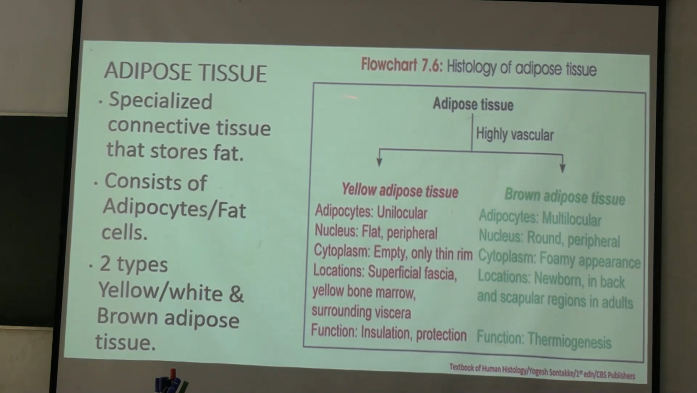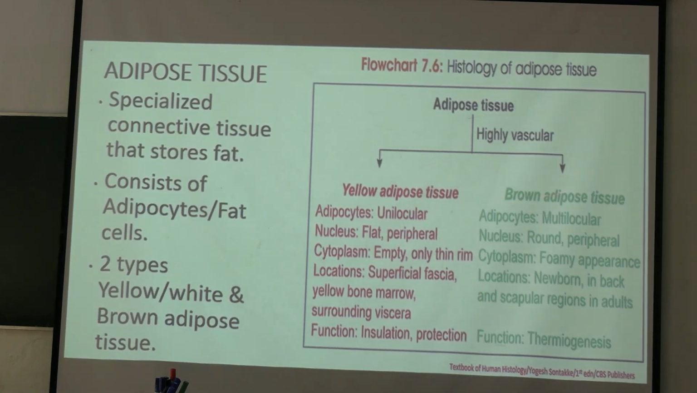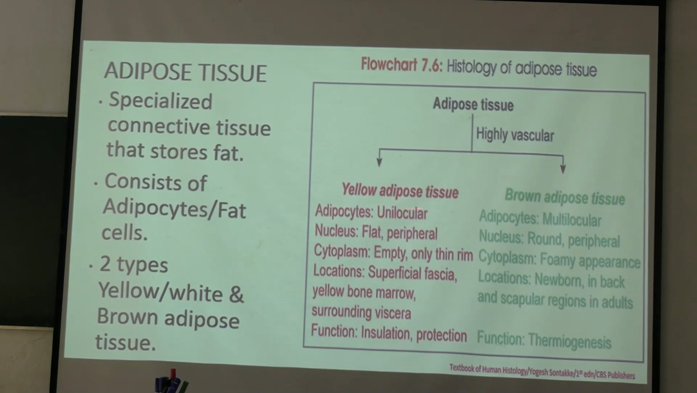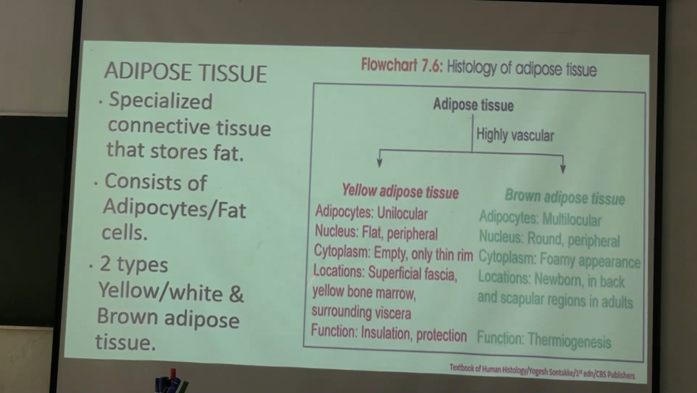Next we go to adipose tissue. It is also specialized connective tissue that stores fat, consists of adipocytes or fat cells. Two types are there for adipose tissue, yellow or white, and brown adipose tissue. Okay, yellow adipose tissue is highly vascular tissue. Yellow adipose tissue adipocytes are unilocular, nucleus is flat and peripherally placed, cytoplasm is empty, only thin rim of cytoplasm can be seen, peripherally placed. Locations are superficial fossa, yellow bone marrow, surrounding viscera. Function is insulation and protection.